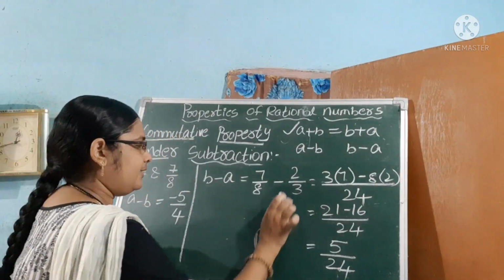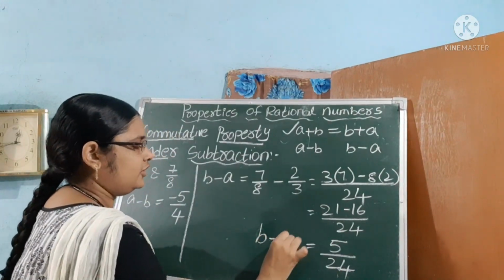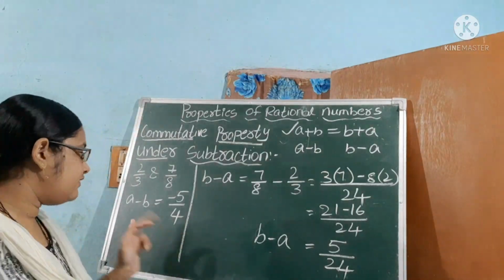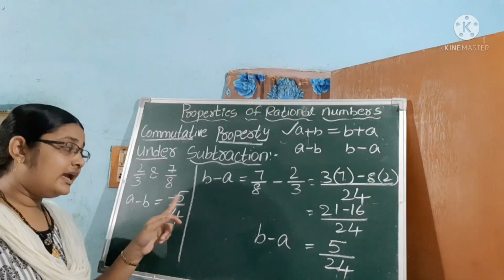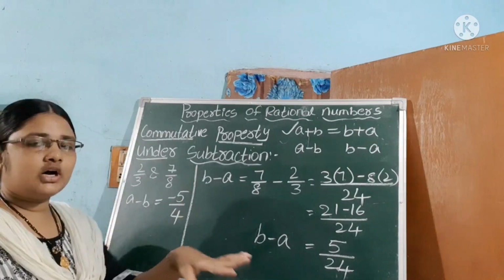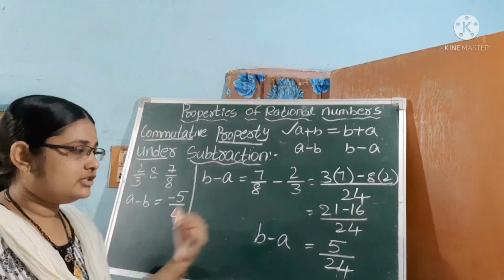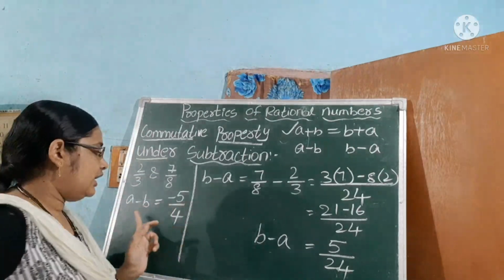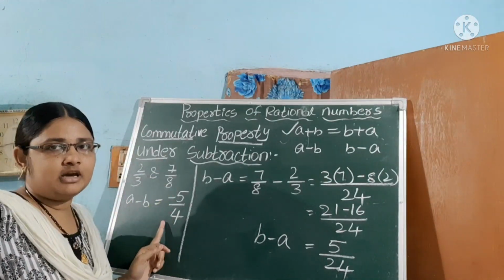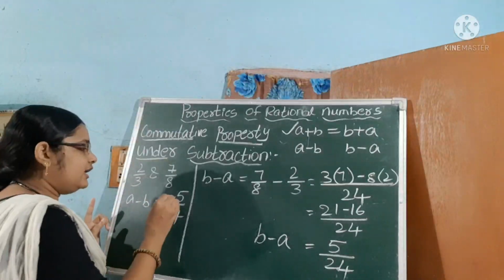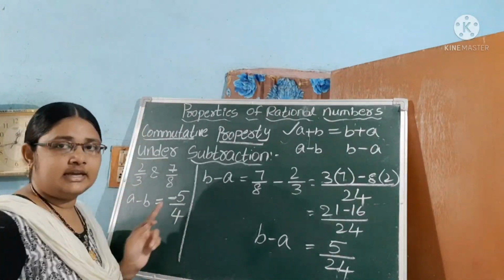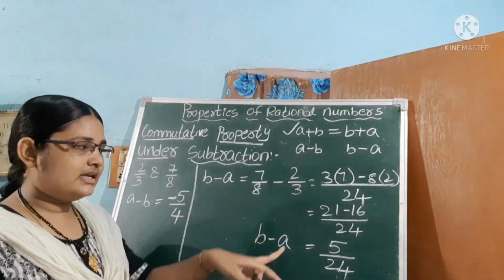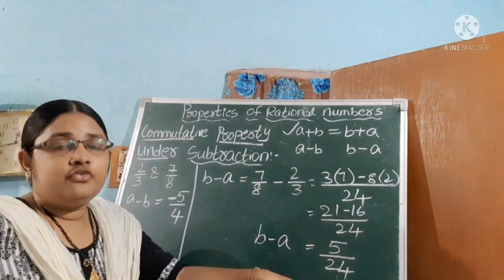So what is A minus B, and what is B minus A? What is the value of B minus A? 5 by 24. What is the value of A minus B? Minus 5 by 24. Are both equal? Are A minus B and B minus A equal? No. A minus B is a negative value, so here the binary operation also we calculate. Here it is a minus value, a negative value.